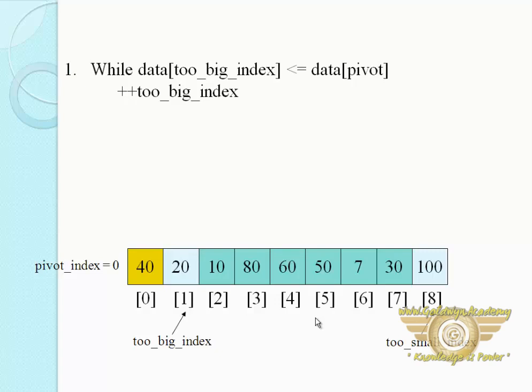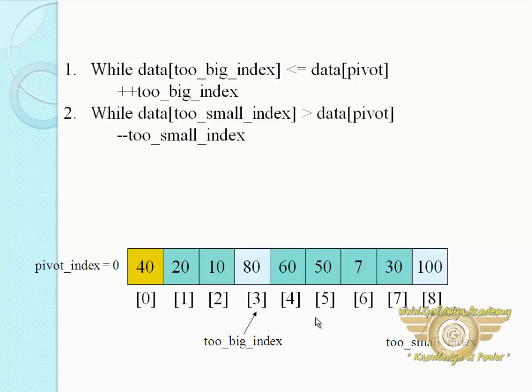Step 1. While data of too big index is less than or equal to data of pivot, increment the too big index. So the too big index is incremented, and then again it is incremented, but 80 is greater than 40, so the loop will terminate.